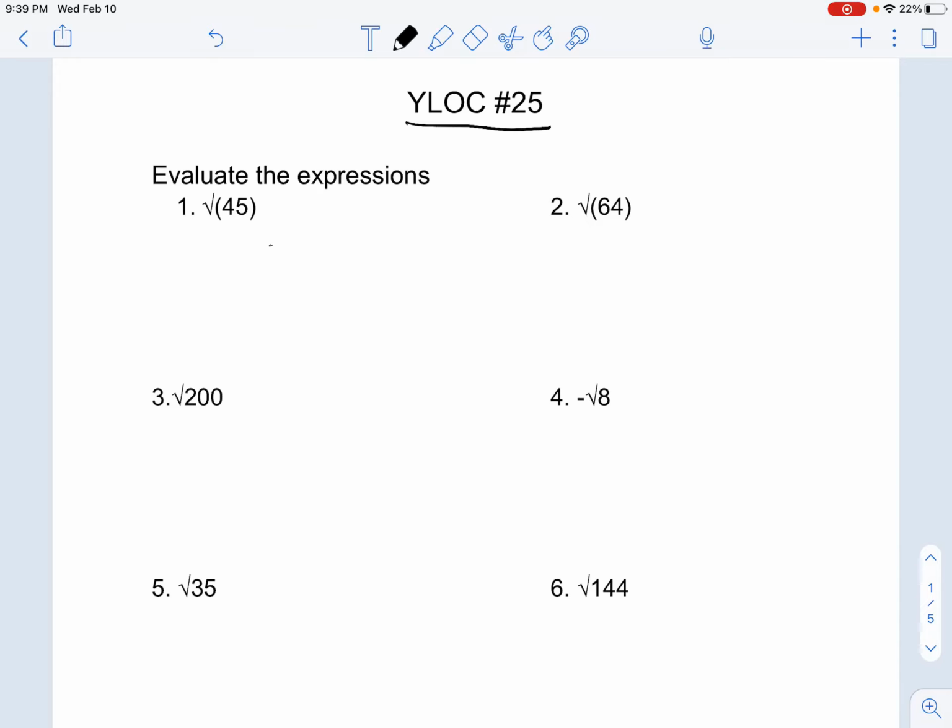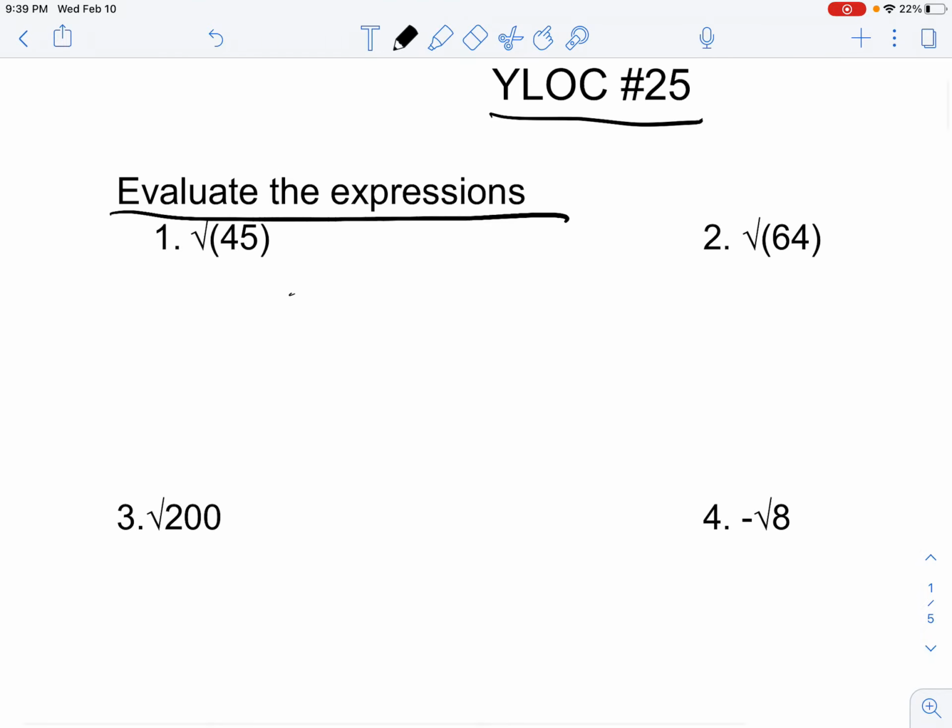This is Quadratic number 25, and we're going to begin with evaluating the expressions. Now, since we don't have a complete square for 45, we have to find the factors of it. And to do that, we know that 9 times 5 is equal to 45. So, from that information, we know that 9 is also a complete square, so we can square root that, leaving us with only 3 square root of 5 as our answer.